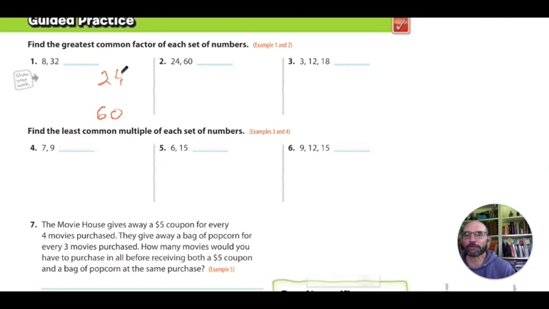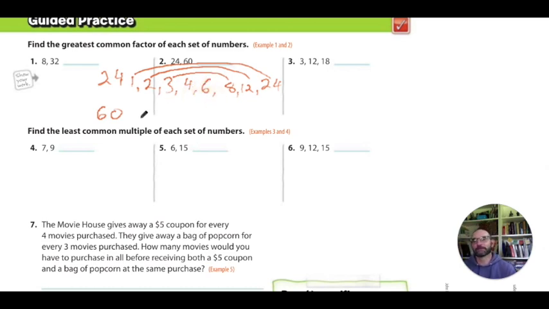So the factors of 24, there's a lot of factors. We have 1 and 24. We have 2 and 12. Notice I always put a comma so that I know the numbers are separated. And we have 3 and 8. Oh my gosh, there's a lot. And then we have 4 and 6. Great.